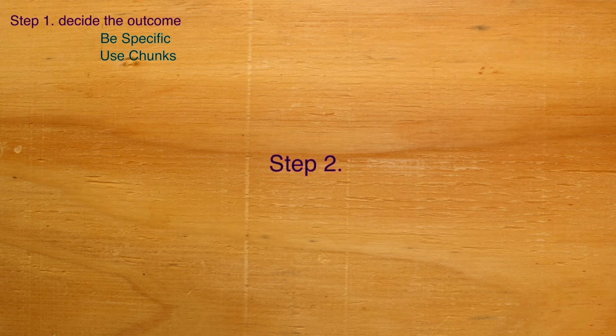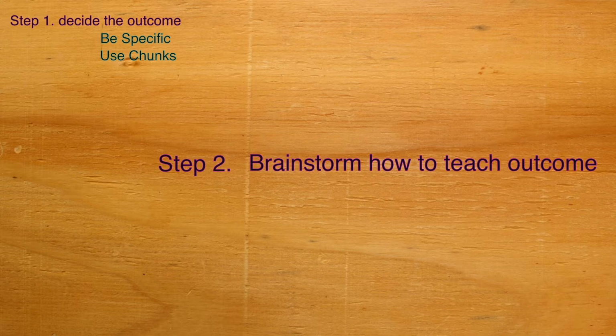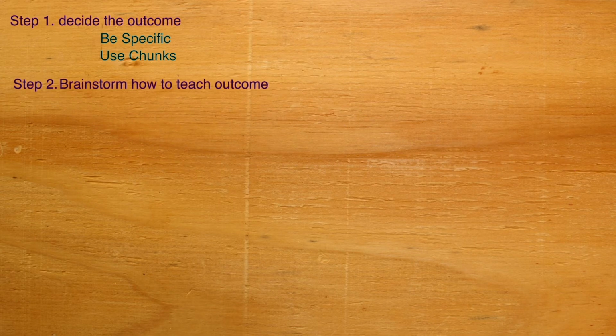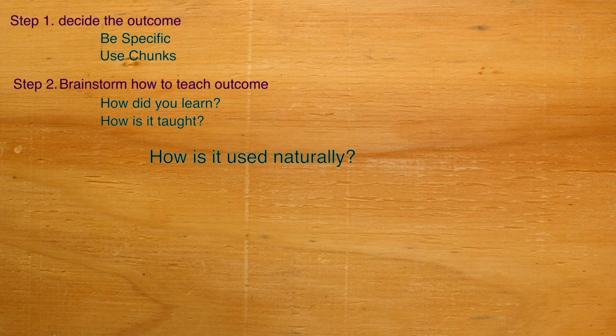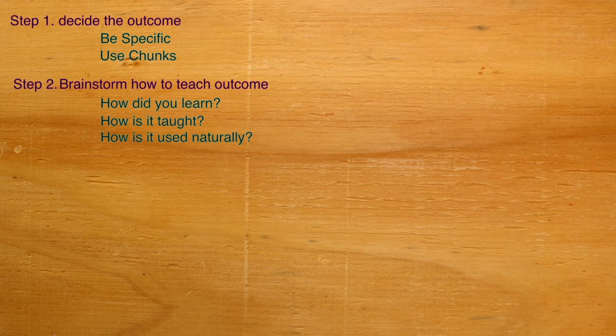Okay, step 2. Brainstorm how to teach your outcome. Here's where we need to be creative. Think about your outcome and how you learned it. Or think about ways it's taught in the classroom. Think about how it might be used in everyday life. This step is the start of making your game.